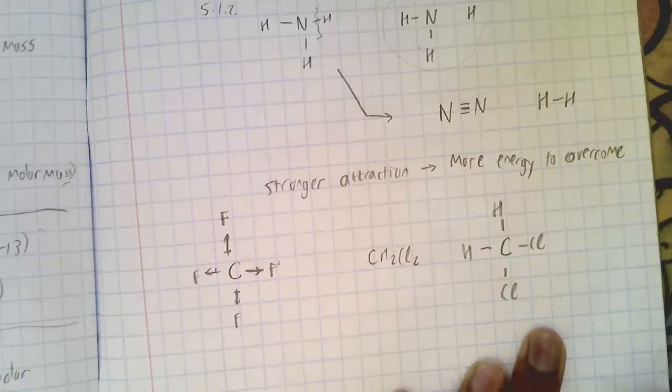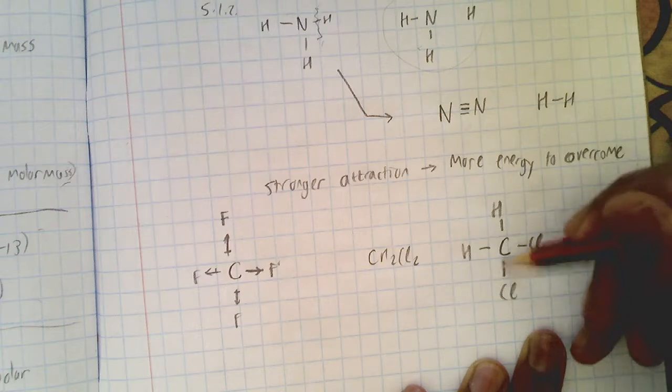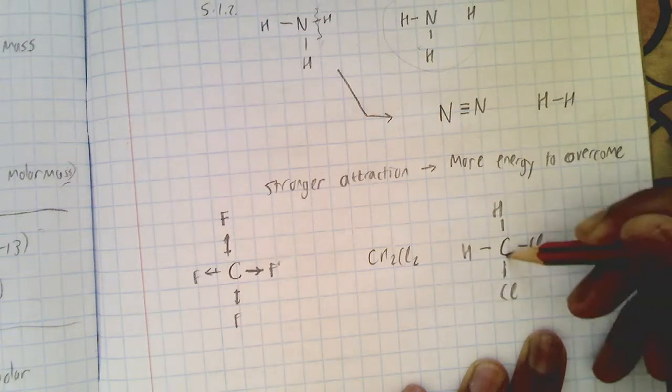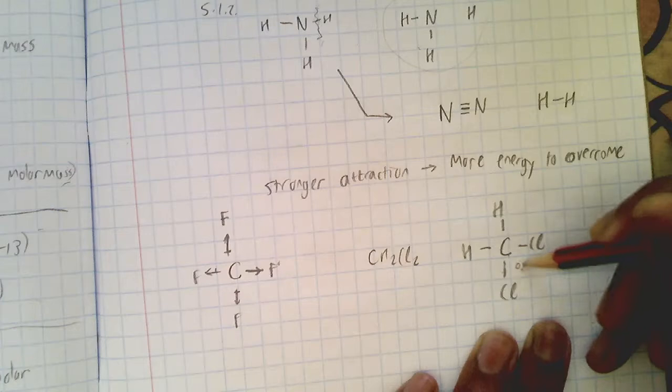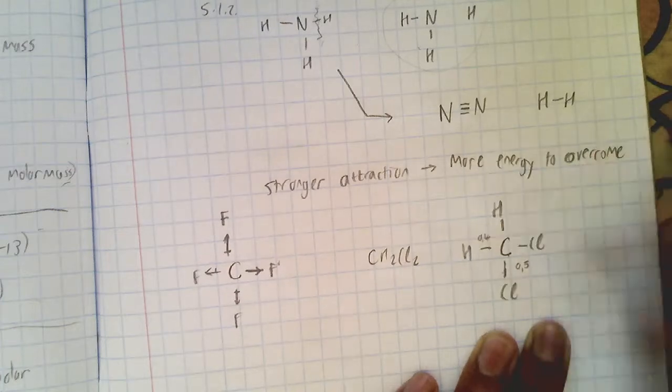Problem solving. Okay, so this is what CH2Cl2 would look like. It's similar to that CH3Cl, the one we did yesterday. We have the same idea. We have an electron pull towards the chlorine. That difference is 0.5 and hydrogen is 0.4.